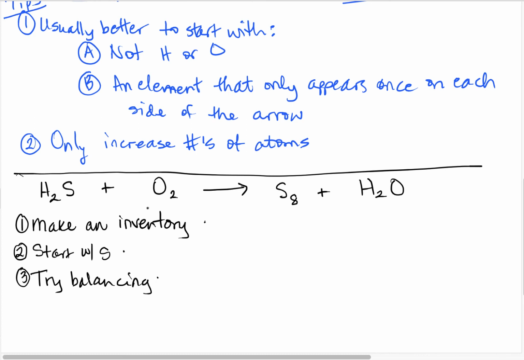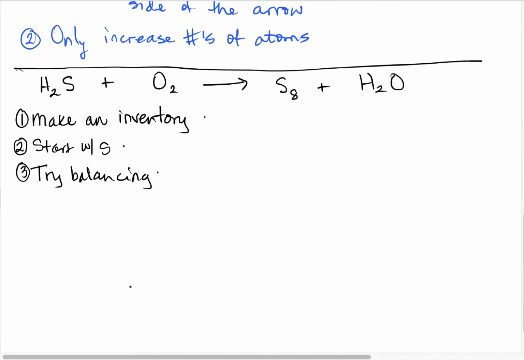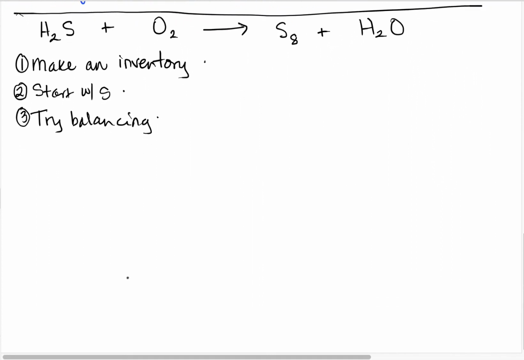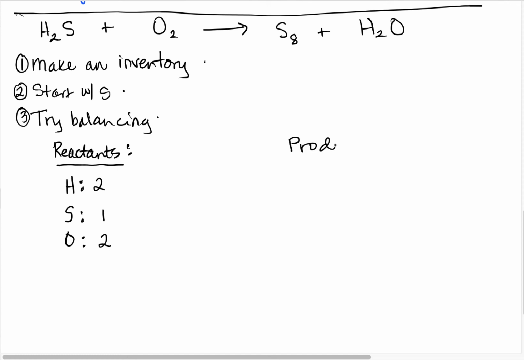All right, hopefully you took time to do this yourself. I'm going to go ahead and work it through and explain my steps, and you can check your work. So on my reactant side, I'm making my inventory. I have hydrogen, sulfur, and oxygen: 2 hydrogens, 1 sulfur, and 2 oxygens. On the product side, I have 2 hydrogens, 8 sulfur, and 1 oxygen.